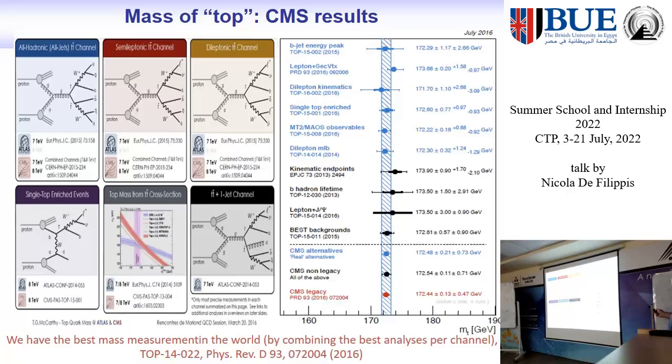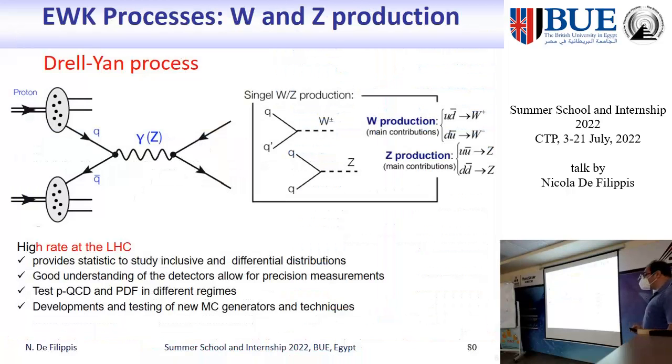This is a few years old, this plot. There should be another one more recent. But as you could see, we reached now a very precise measurement of the mass of the top quark. And the latest value, as you could see, is about 172 GeV with this uncertainty. So we have the best mass measurement in the world for the top quark mass. That's one of the main successes of the LHC.